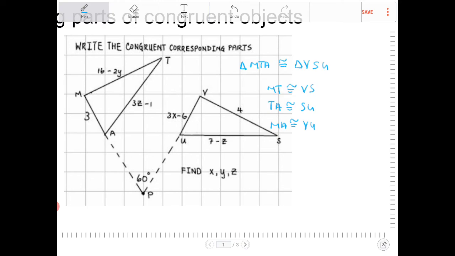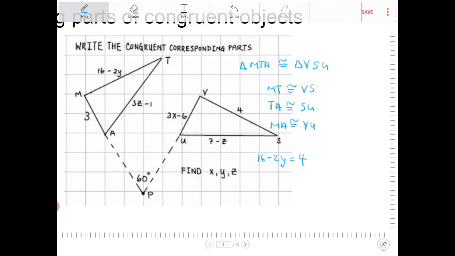I know that MT is 16 minus 2y is equal to SU. SU is 7 minus z. I'm sorry, I got it backwards. MT and VS. This is what happens when you're talking to yourself. No, I got it. I'm sorry. VS is not 7, it is 4. That's why I'm looking at it strange. I hesitated a little bit there.